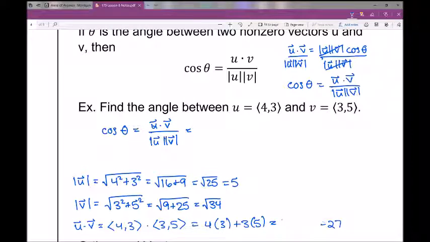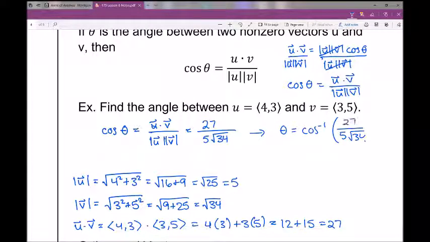So what we end up with, subbing in our dot product, is 27 over 5 times the square root of 34. That's everything subbed into our formula. Now, we have cosine of theta is equal to this fraction. To solve for theta, we can take the cosine inverse of both sides. So we get that theta is the cosine inverse of 27 over 5 times the square root of 34.